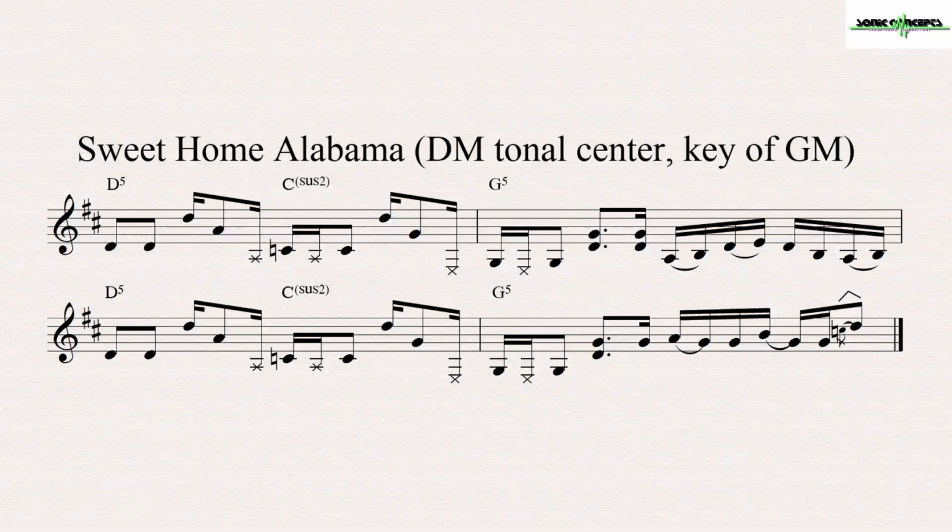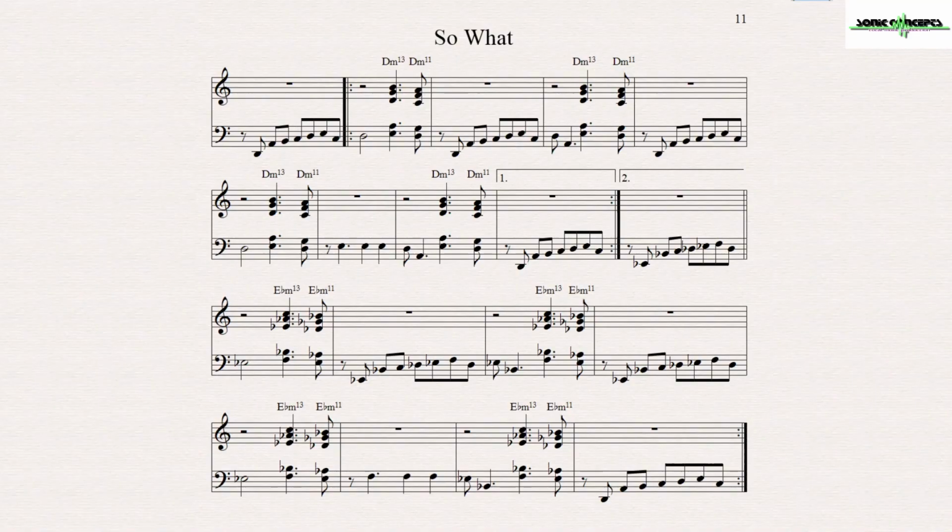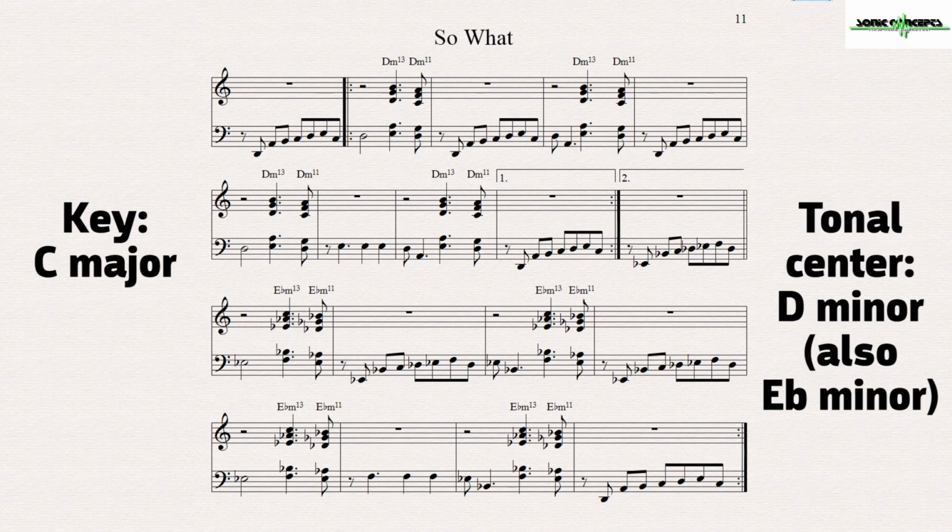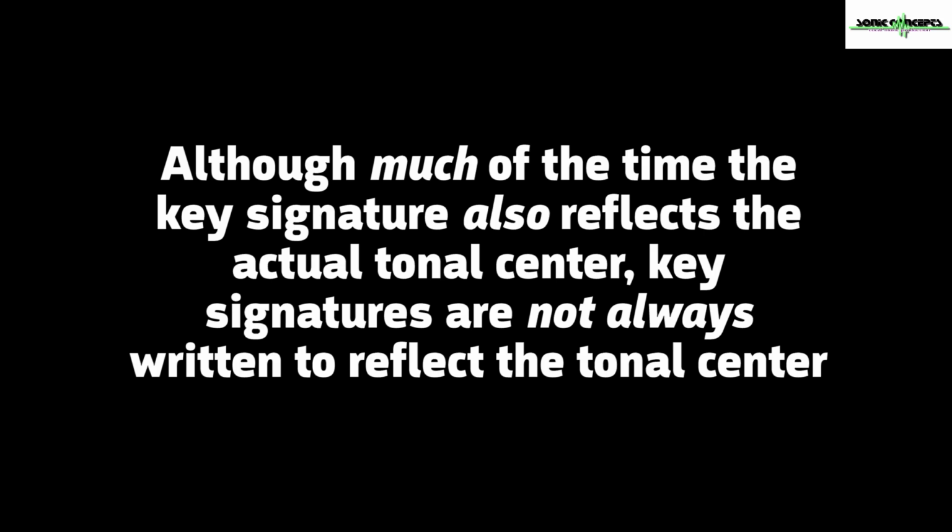James also correctly pointed out that So What by Miles Davis is written in the key of C, but it is clearly in the tonal center of D minor, or to be specific, D Dorian, as we'll learn later when we discuss modal music. Although much of the time the key signature also reflects the actual tonal center, key signatures are not always written to reflect the tonal center. There are a couple reasons for this.